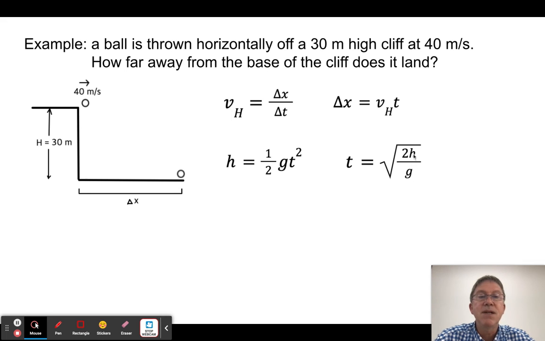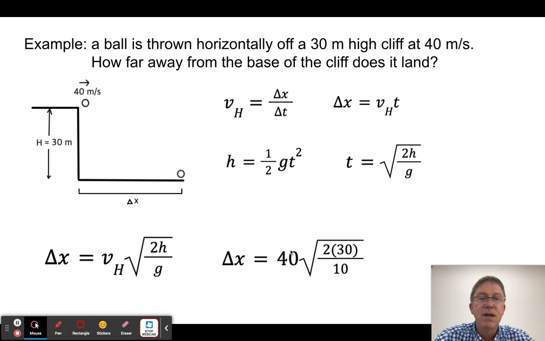If I substitute in for h and g, so this is going to be 30, so this is going to be 60 divided by 10. So it's the square root of 6. And when I solve that, I'm just going to do this: the horizontal velocity times the square root of 2h over g, and I solve that, and I get 98 meters. The ball lands 98 meters away.